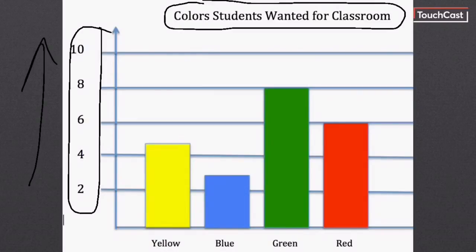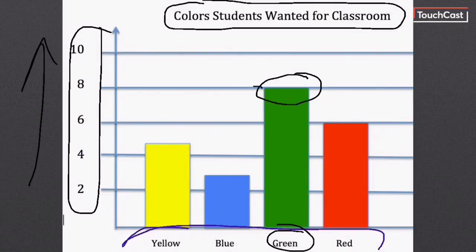Now, unlike the pictograph, at the bottom here is where you're going to find the different things that we'll be counting. In this case, it's colors: yellow, blue, green, and red. Now, to find out how much there is, you need to look at both the color, green, and then find out where the bar goes to. It stops right here, which goes all the way to the number 8. So when it says colors students wanted for the classroom, it's safe to say that 8 students, because of over here, wanted to have green.